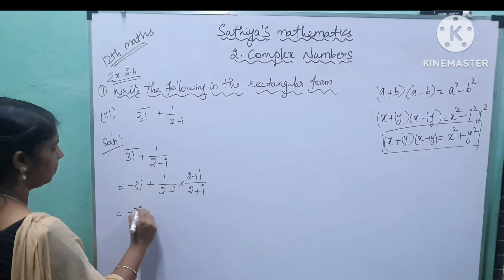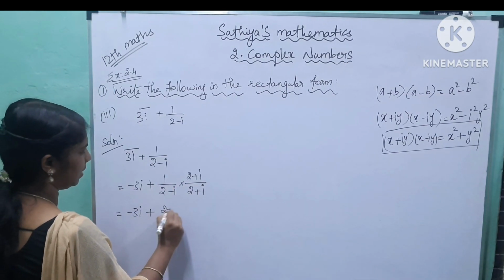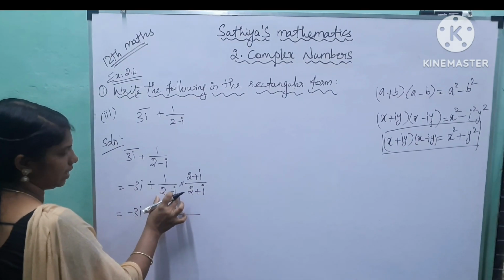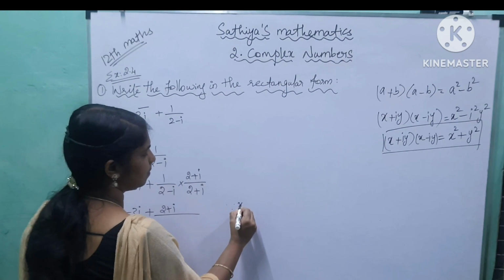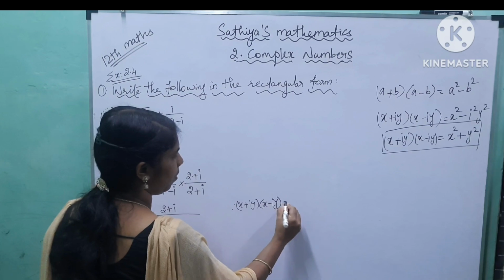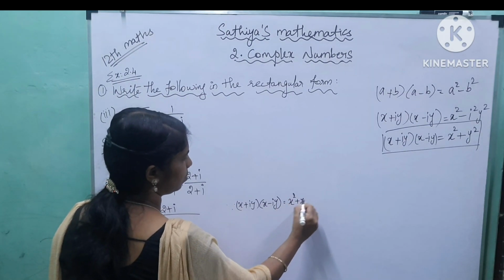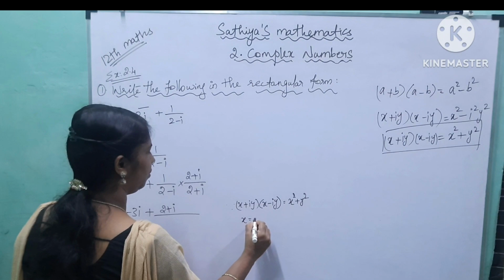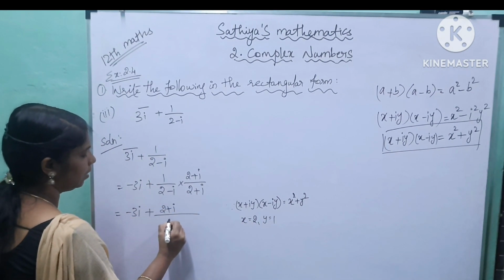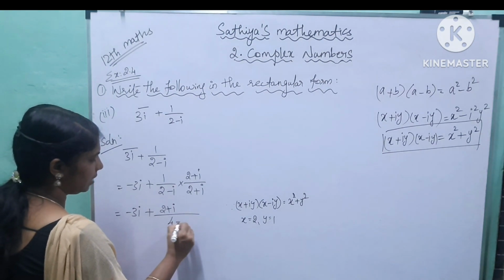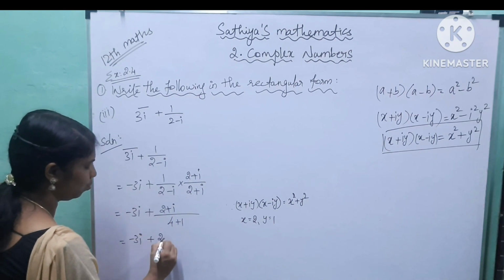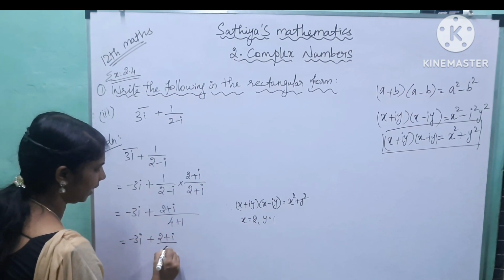So minus 3i plus 1 into 2 plus i is 2 plus i, and the denominator is in the form of x plus iy into x minus iy. Whenever we get x plus iy into x minus iy, the product is given by x square plus y square. Here x is equal to 2 and y is equal to 1. So x square plus y square is 2 square plus 1 square, that is 4 plus 1. So minus 3i plus 2 plus i divided by 5.